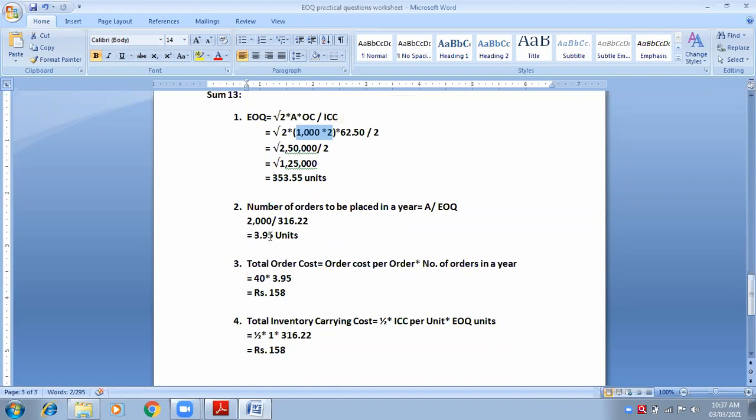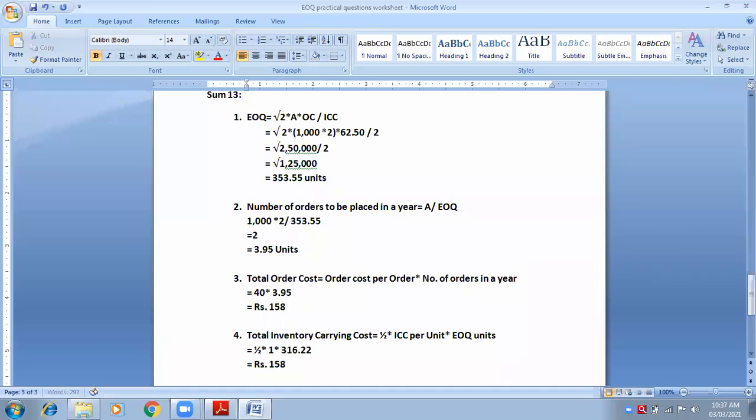Is it clear, everybody? If you want, you can write here in the numerator, in case you forget how this 2000 comes. So you can write the numerator 1000 into 2 divided by EOQ. EOQ is 353.55. Now 1000 into 2 is 2000, divided by 353.55. So what is your final answer? 5.66 units.